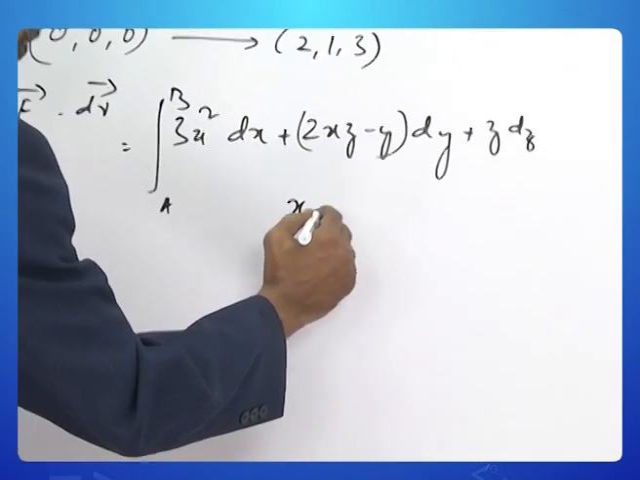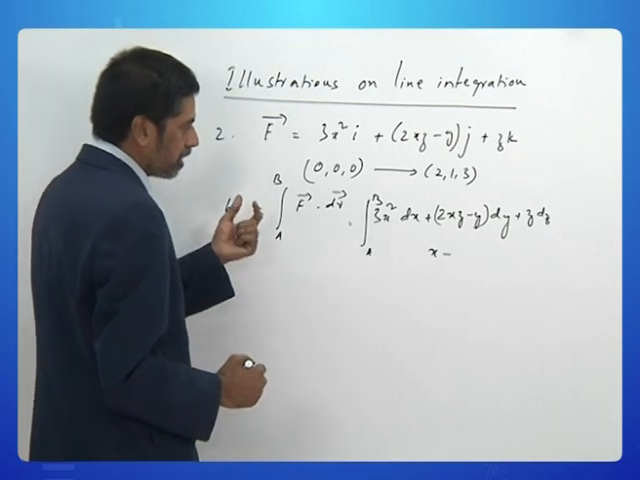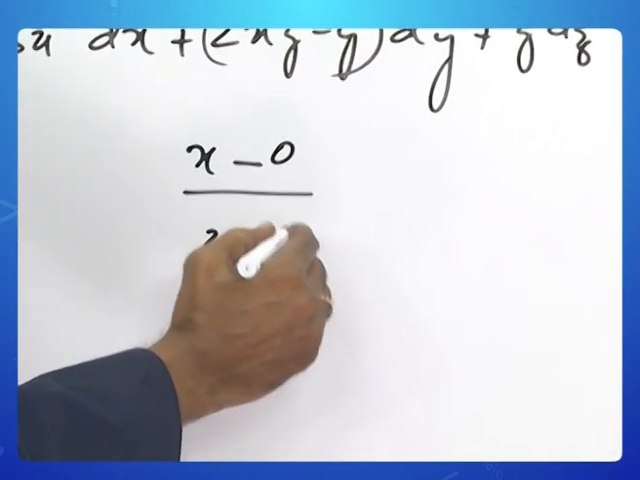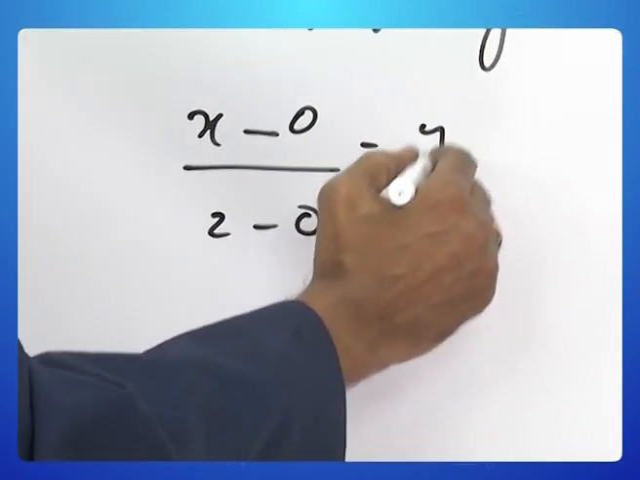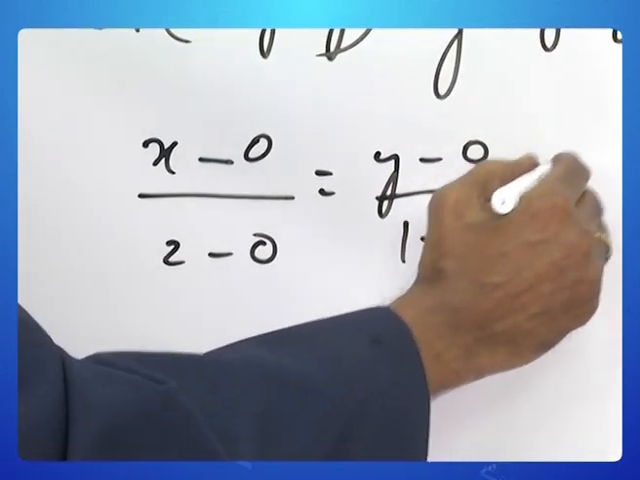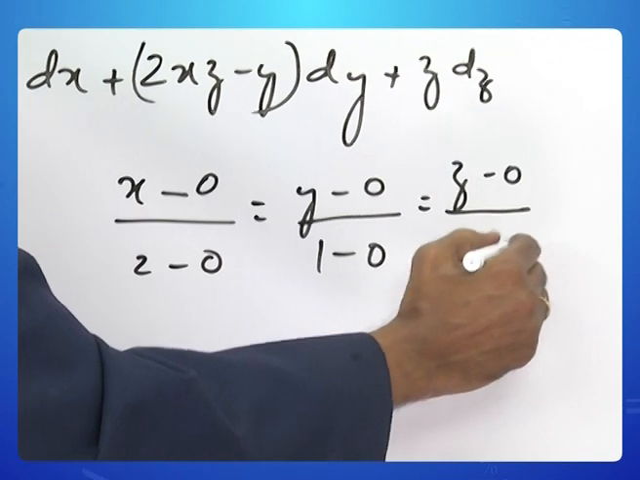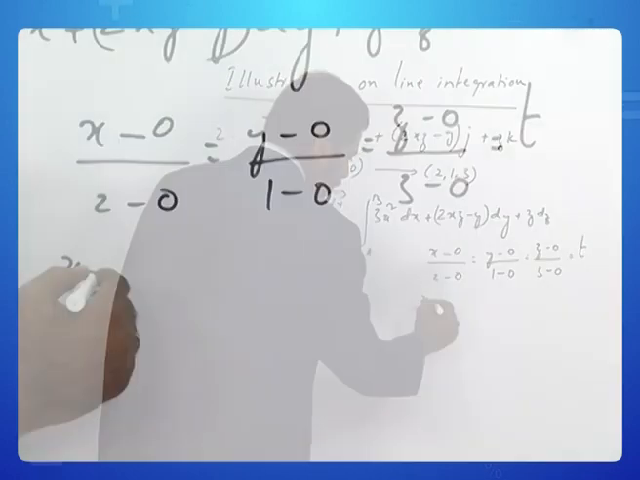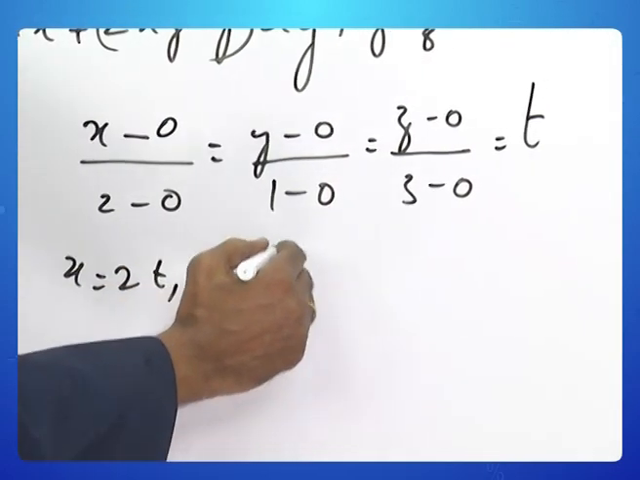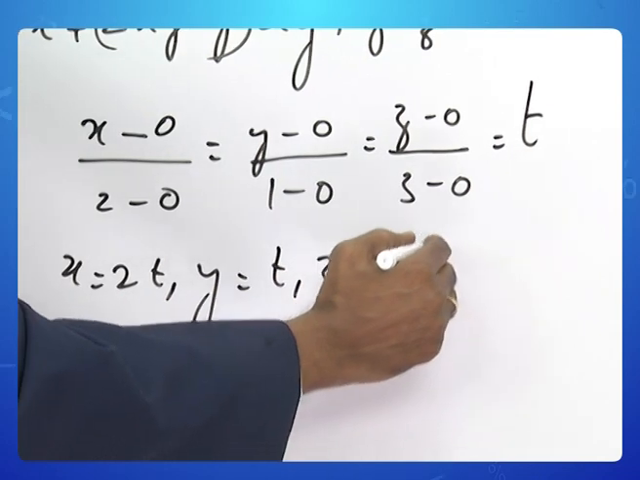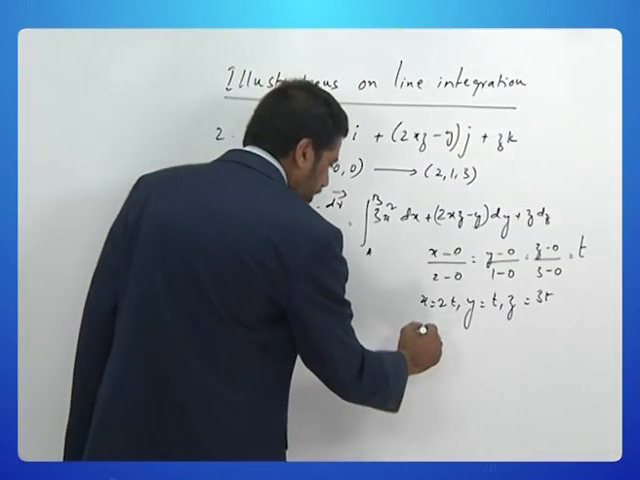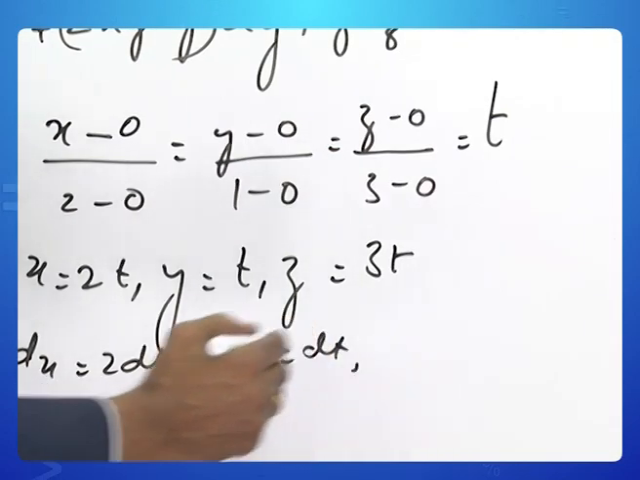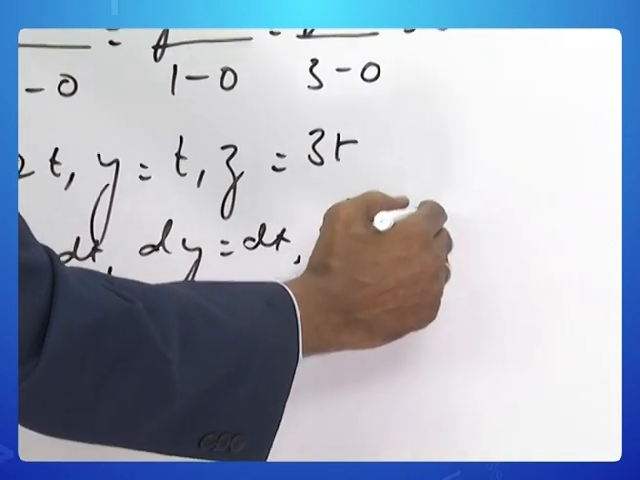So you know from the geometry of 3 dimensions of straight lines, we can express the straight line in parametric form as (x minus 0) by (2 minus 0) is equal to (y minus 0) by (1 minus 0) is equal to (z minus 0) by (3 minus 0) is equal to t. So this would give us x is equal to 2t, y is equal to t, z is equal to 3t. So dx is equal to 2 dt, dy is equal to dt, dz is equal to 3 dt.